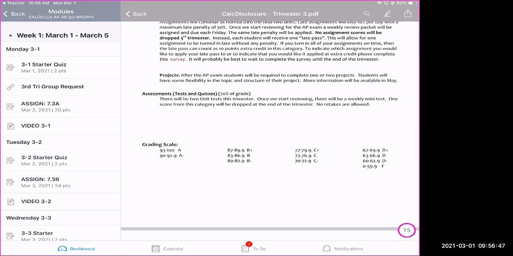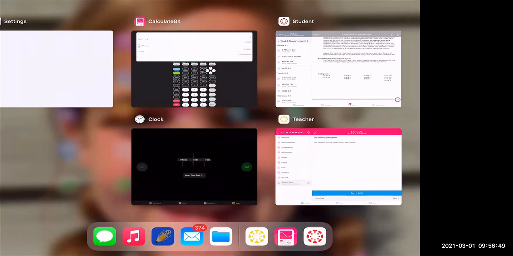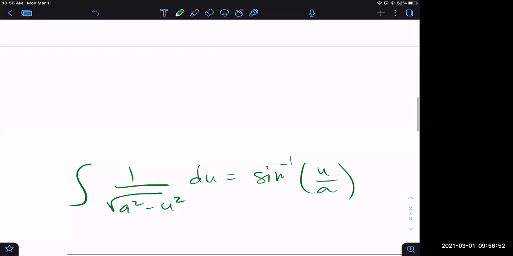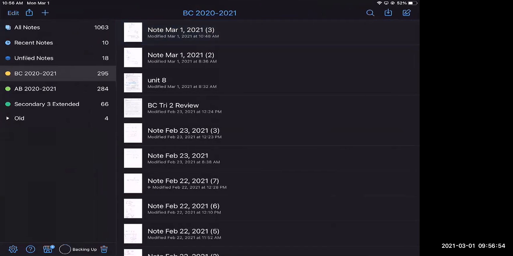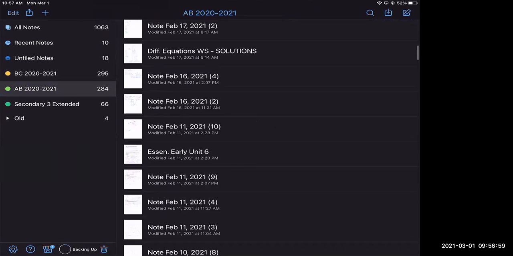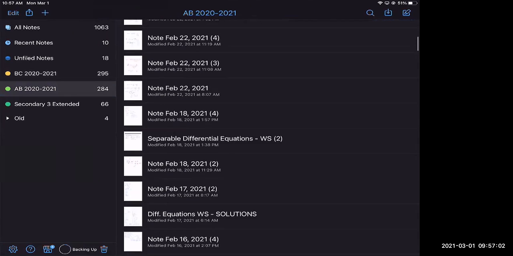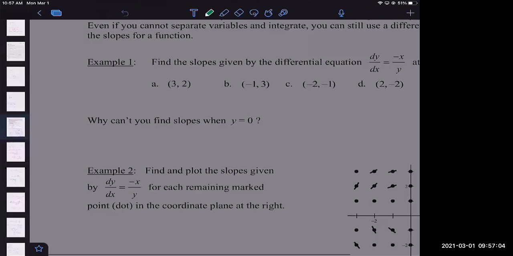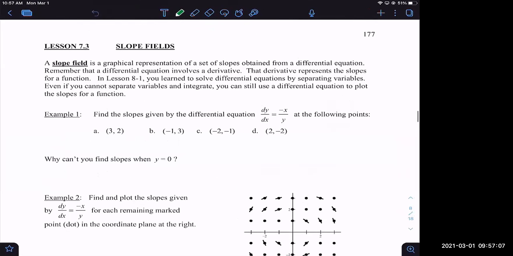Okay, let's go through 7.3. So we'll go to your notes now. Today we get to do slope fields. A slope field is just little tick marks that indicate the slope of a function at that point. So we're going to sketch some of them today.